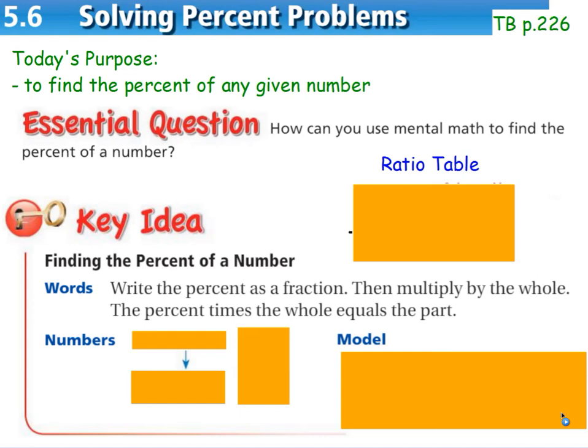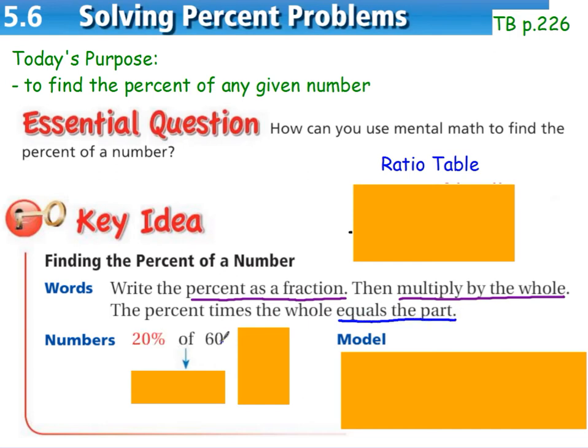So if we want to find the percent of the number, there's a couple of ways we can go about doing this. First, we can write the percent as a fraction. Then multiply it by the whole, and the percent times the whole is going to equal the part. Okay, here's what I mean by this.